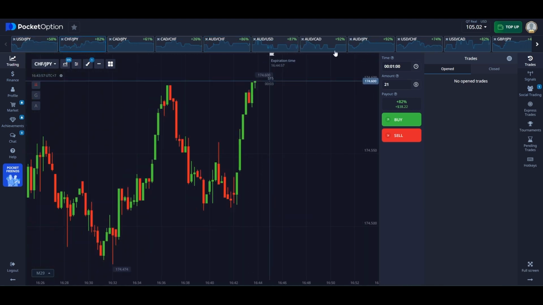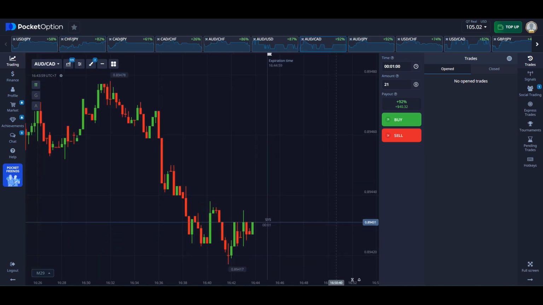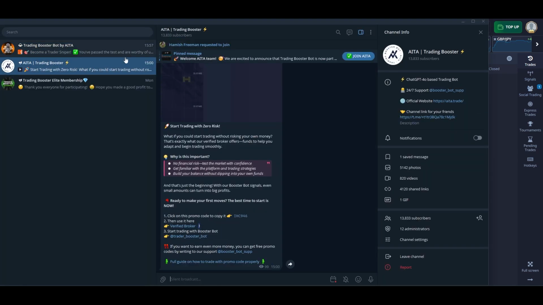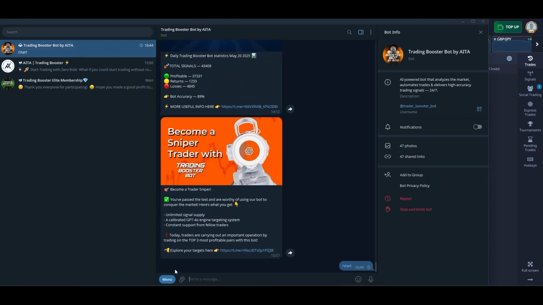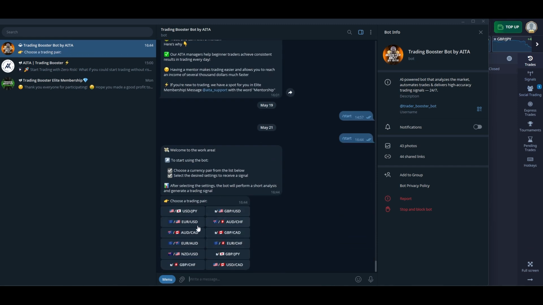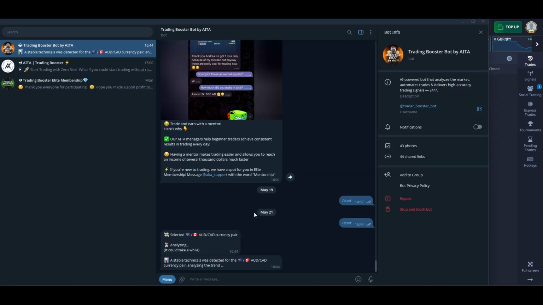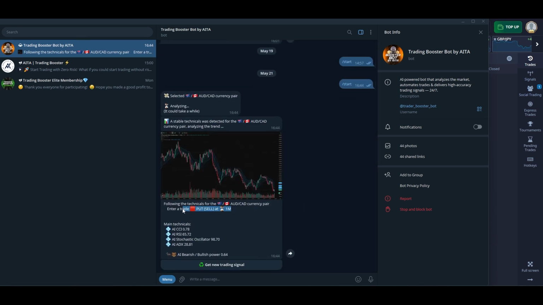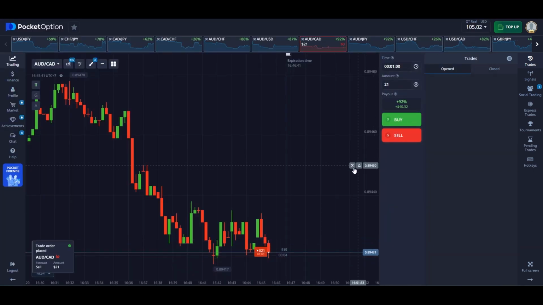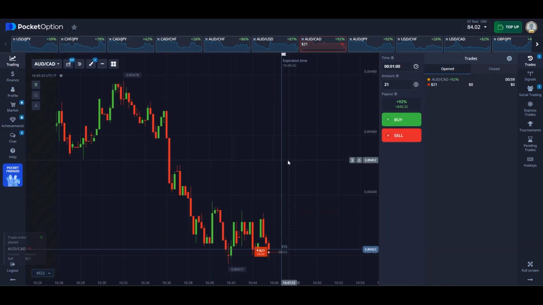Next, I need to choose a currency pair with a good payout. Let's go with the Australian Canadian dollar. Now I'll do a simple analysis. Actually, for the first trade, I won't do any analysis at all. But after that, we'll use the best entry points and choose the right currency pair. I'm waiting for a signal from the bot. I get a sell signal, and right from here I open my sell trade for $21.